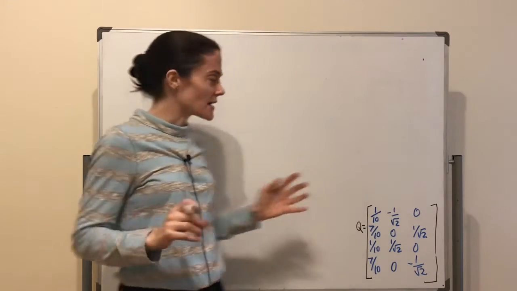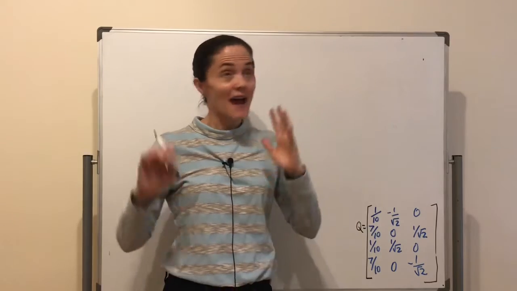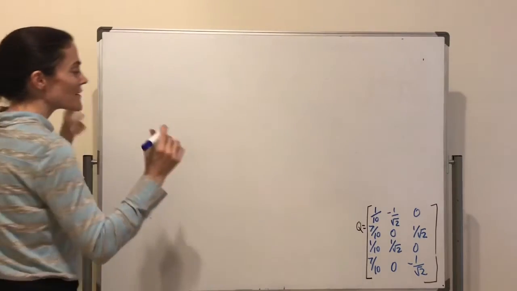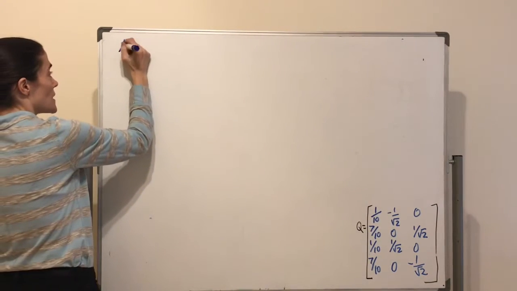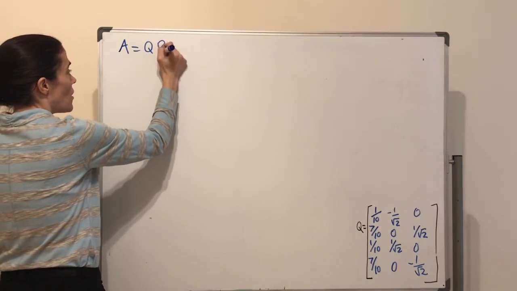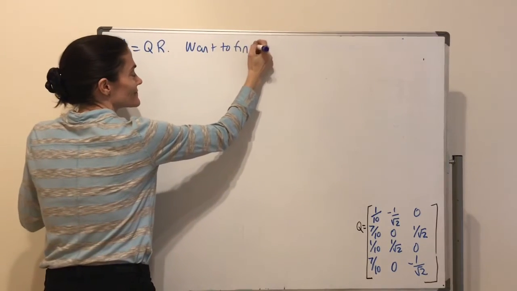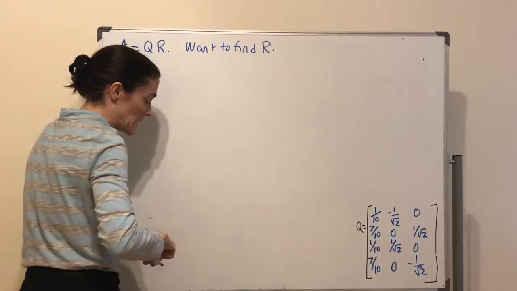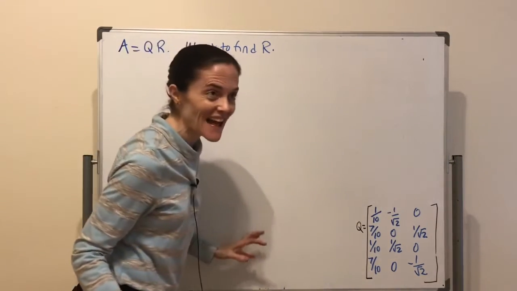You don't have to remember what the entries look like, that pattern that I talked about down here in blue when I was talking about the QR factorization. You don't have to remember that. So how do I find this? Well, first, let me talk about this equation. A is QR, and we want to find R.